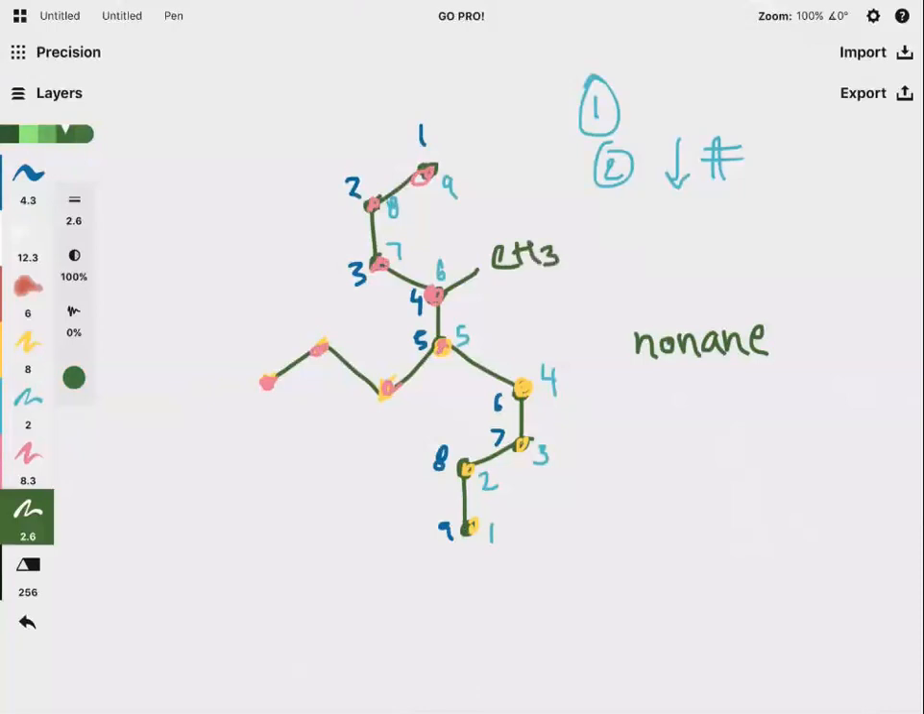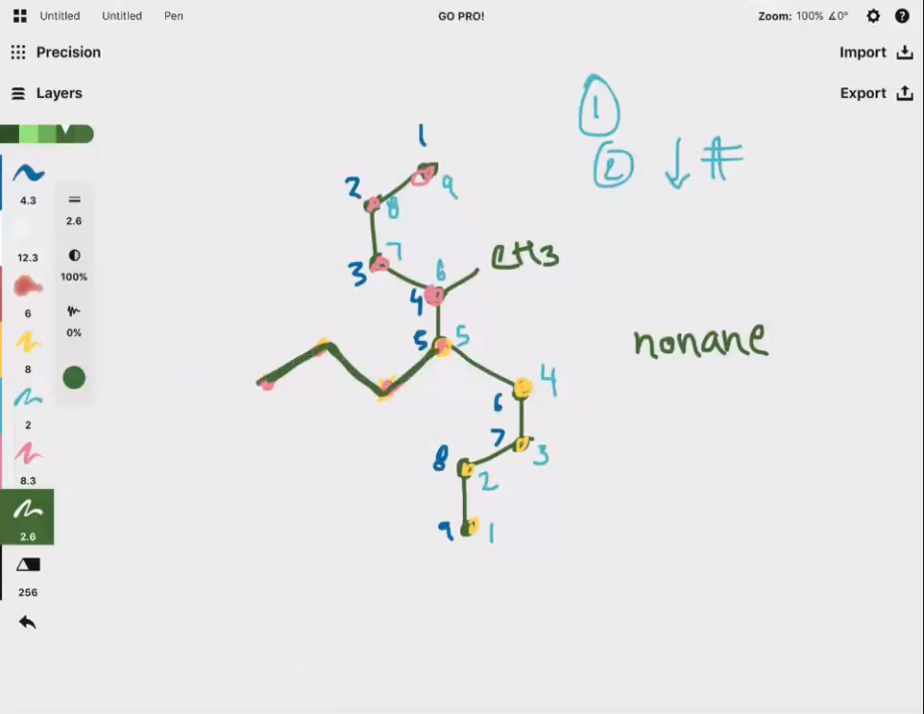So I hope you can see that. If we go from the top to the bottom, our first point of difference, the first branch, would be the methyl at 4. If we went from the bottom to the top, numbering in light blue, the sky blue color, our first branch wouldn't be until carbon 5, which would be this part right here. So we want to start numbering from the top down.